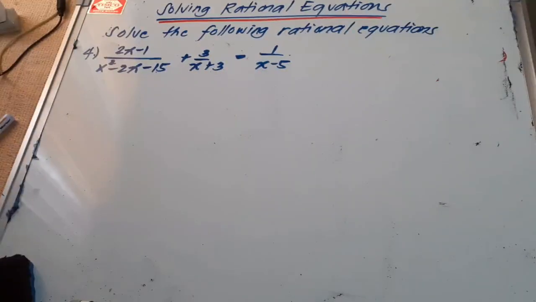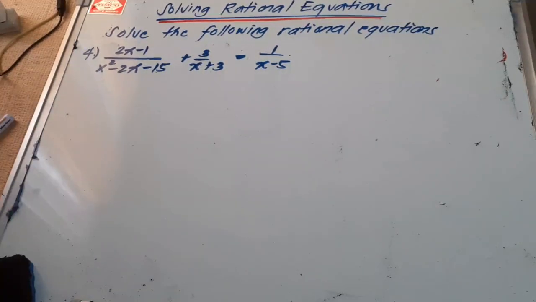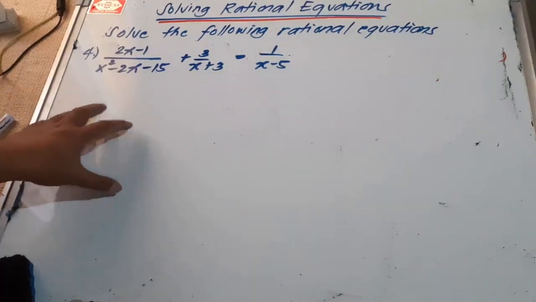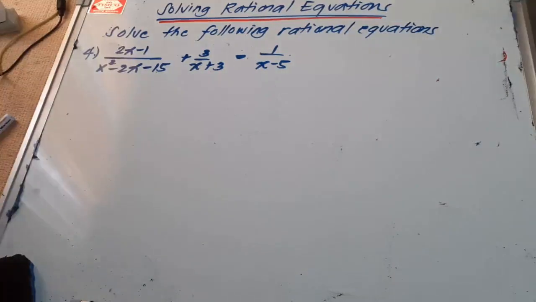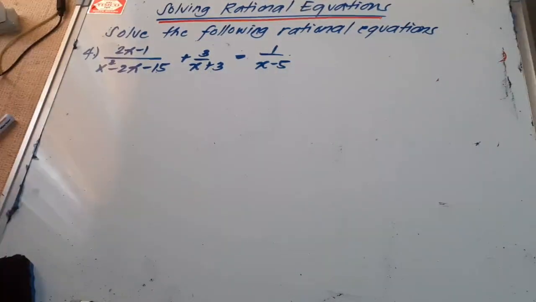So this will be my fourth example in solving rational equations, and the given rational equation is (2x minus 1) all over (x squared minus 2x minus 15) plus 3 over (x plus 3) equals 1 over (x minus 5). So the first thing that we're going to do is to identify the restrictions in the denominator of the given rational equation. So paano yon?